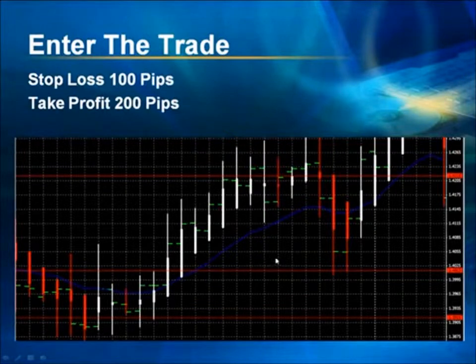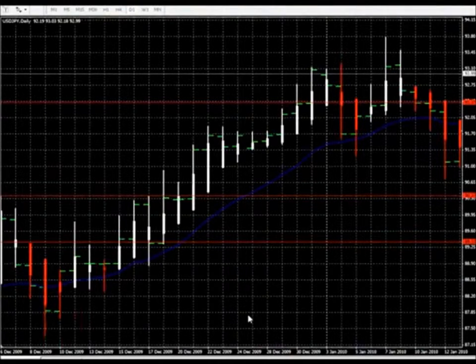Let's take a look at a couple of examples in MetaTrader. And then you'll have a better overview of how to make a buy trade using this system. Okay, so looking at an example trade here, we're looking at the US dollar Japanese yen on a daily chart.